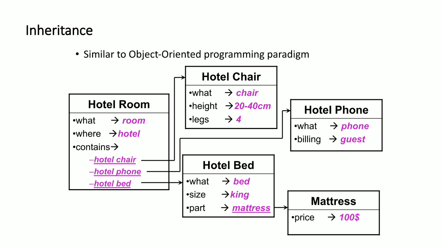For example, hotel room is the frame, which contains hotel chair, hotel phone, hotel bed. If we consider hotel bed, whether it is king size, then the mattress is a part of that king size bed. If hotel chair, then what chair, its height, legs, like that. So this is how the concept is inherited. Then hotel phone: what phone, billing, guest, etc. Again the concept is inherited, for example the mattress is inherited, that is, what is the price of the mattress. So you can extend the inheritance concept in this frame.